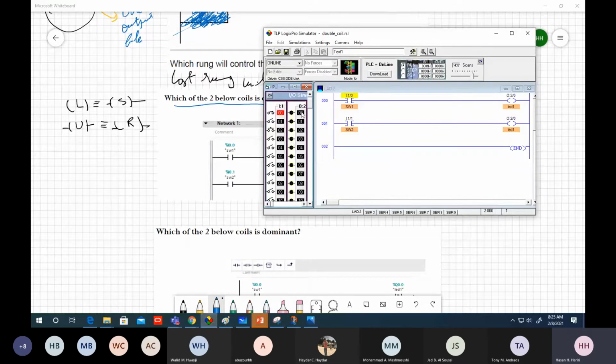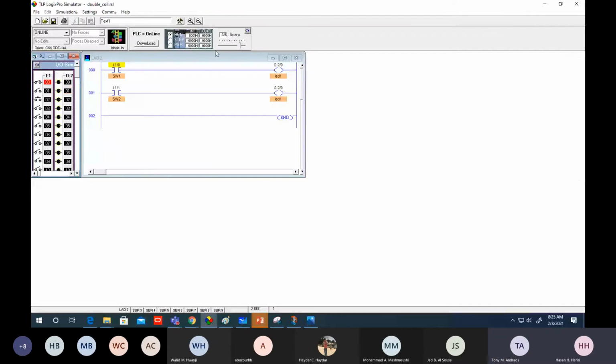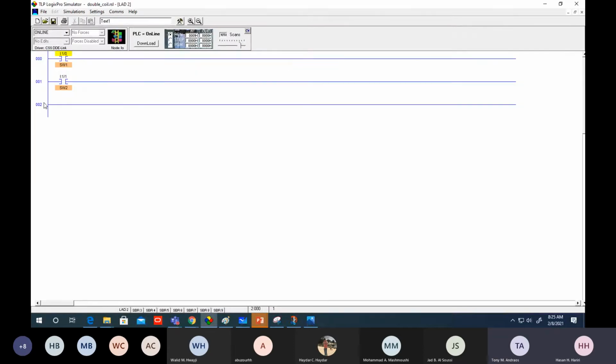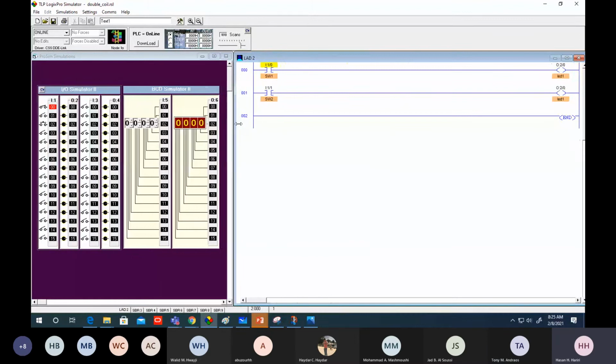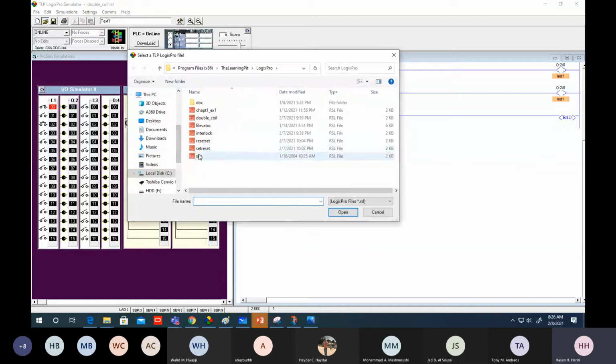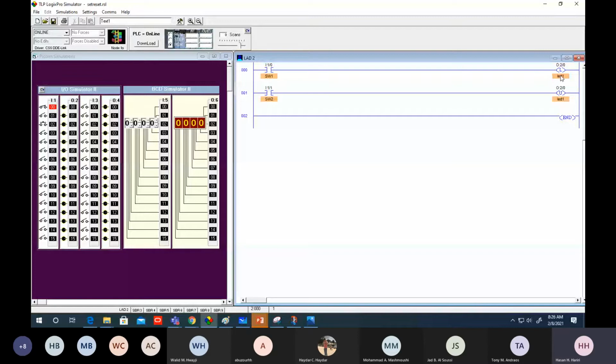So this problem, set and reset. If I go to here, the previous problem was a simple instruction without set and reset, right? It was like this. That's the previous problem. Now our problem is different. Our problem is set reset. But it's exactly the same, except you are putting latch and unlatch.